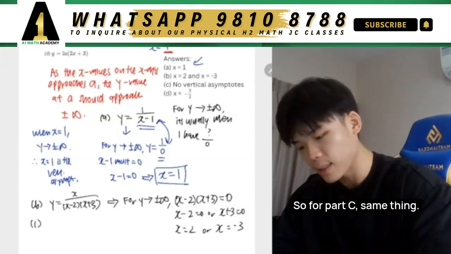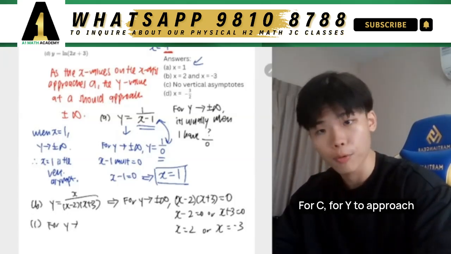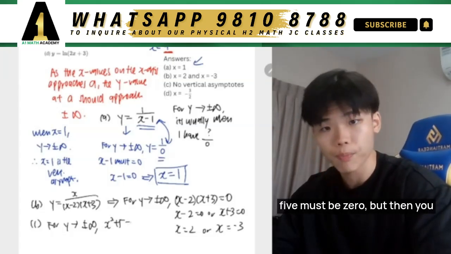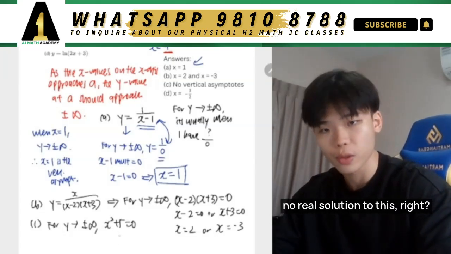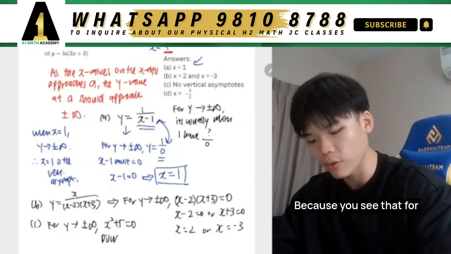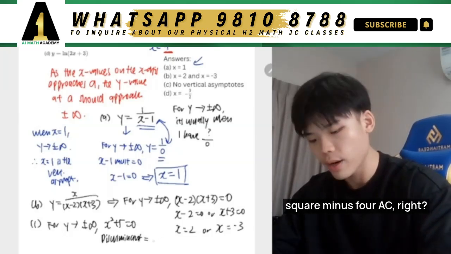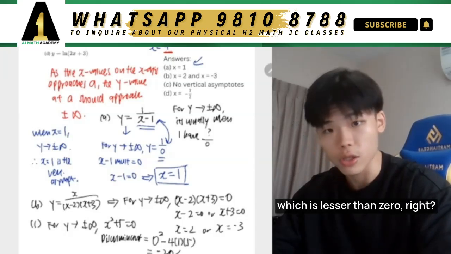So for part C, same thing. For y to approach plus minus infinity, we know that x squared plus 5 must be 0. But then you look at this over here, there's no real solution to this, right? Because the discriminant of this quadratic equation is b squared minus 4ac. There's no b, so it's 0 squared minus 4ac. I get negative 20, which is less than 0, right?